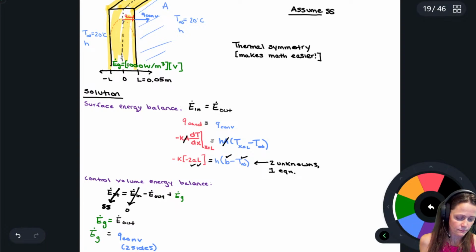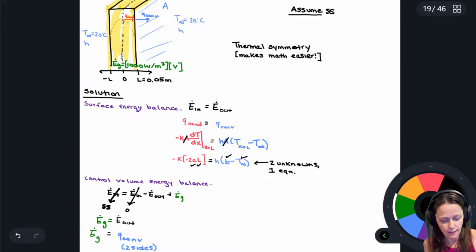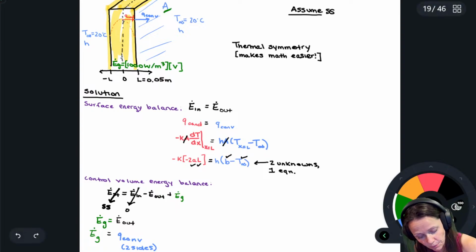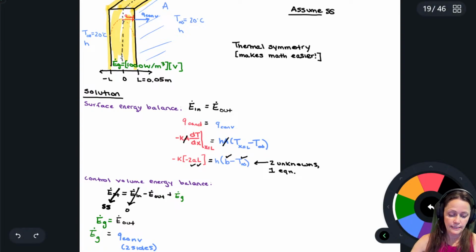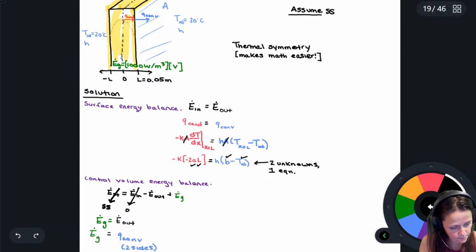All right. Now I need to start putting some other equations there. So my E dot G is 1,000 watts per meter cubed times the volume. So what's the volume? Well, the volume is this area times the width, which is 2L.